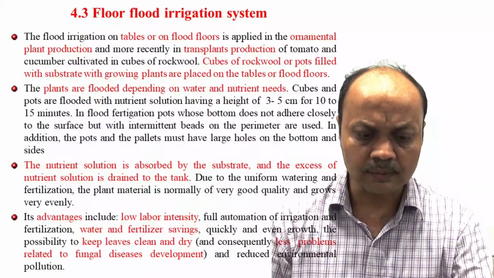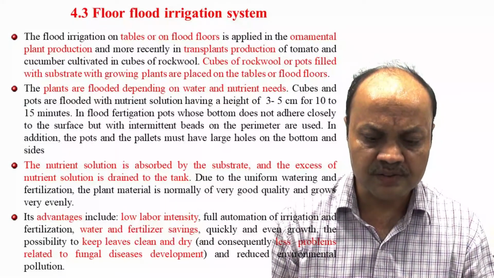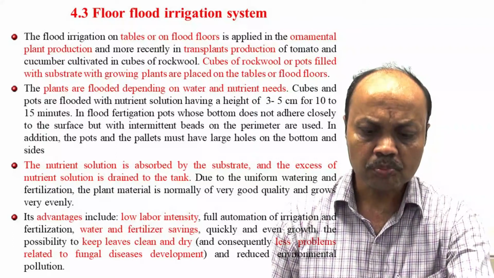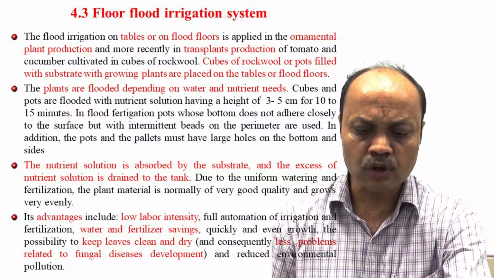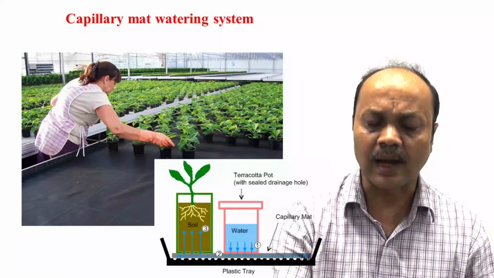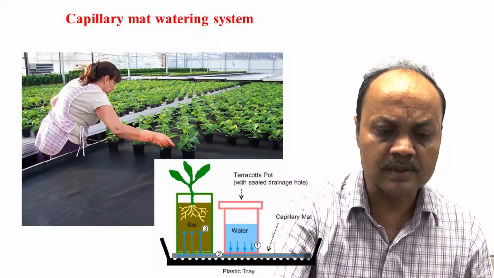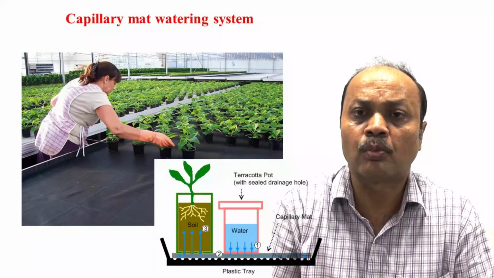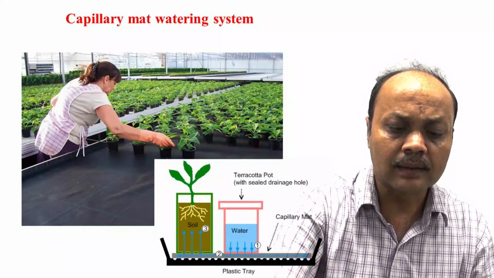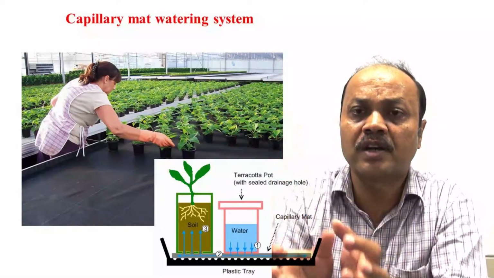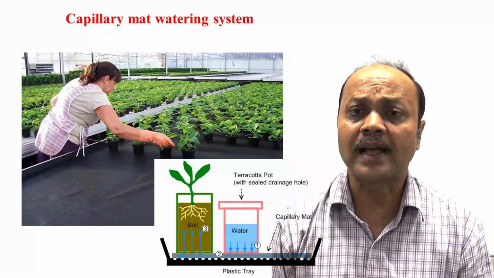So you can see that normally it is a fully automated system. You fill the water reservoir once or twice a week, and the plants get exactly what they need, as I told you, like the capillary. So this is the capillary mat watering system. Your mat has a lot of moisture, water, and then your pot will take it through, because if the pot is dry, then it will take the moisture from the mat as and when required.